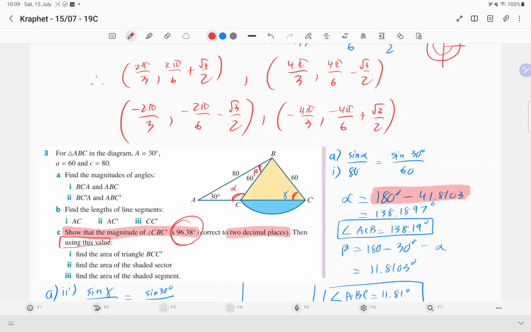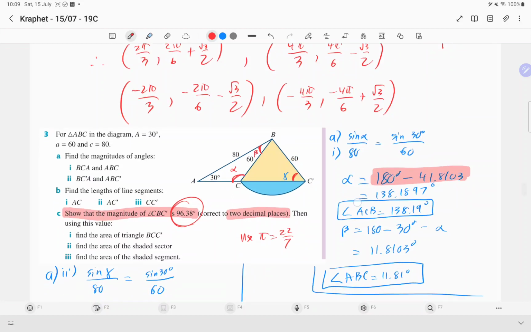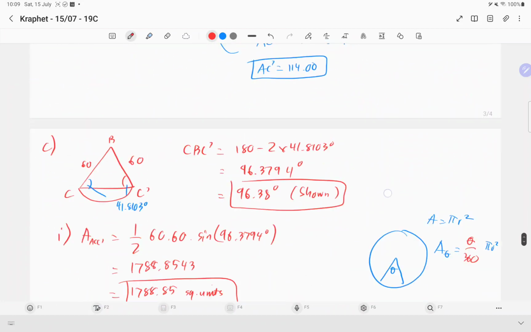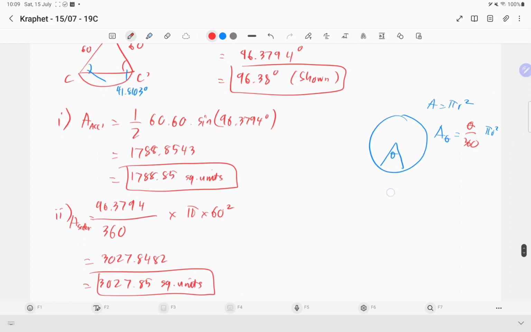So just be careful, if they do say use a certain value, then you have to use that value. Because sometimes they'll say, use pi equals 22 over 7 or something. So you have to use that value. You can't use the calculator pi. So just be careful with that one here. So this answer is a little bit different.